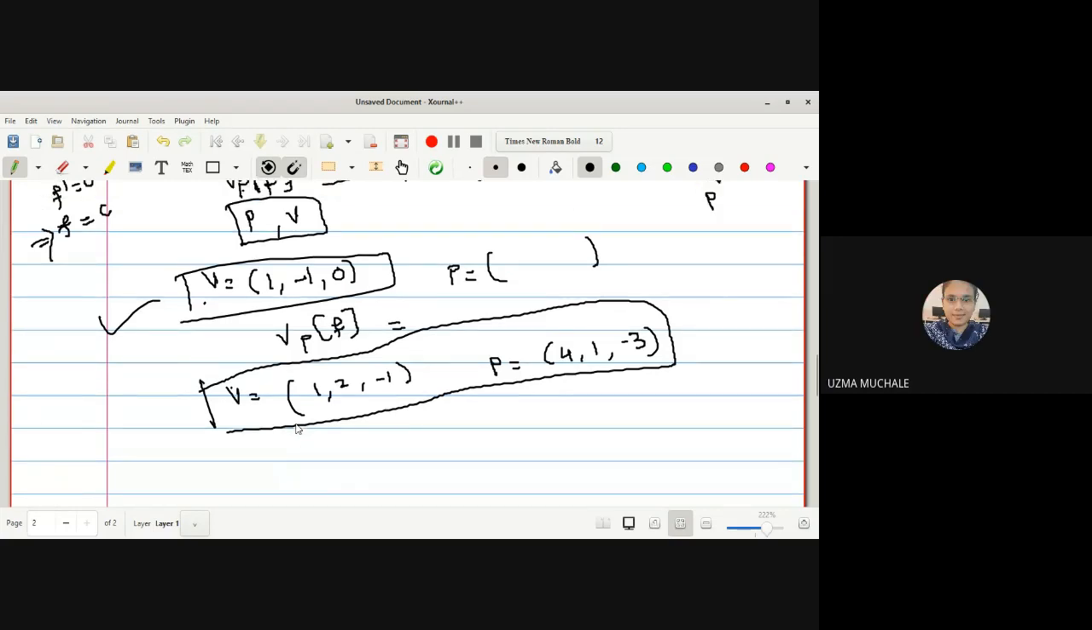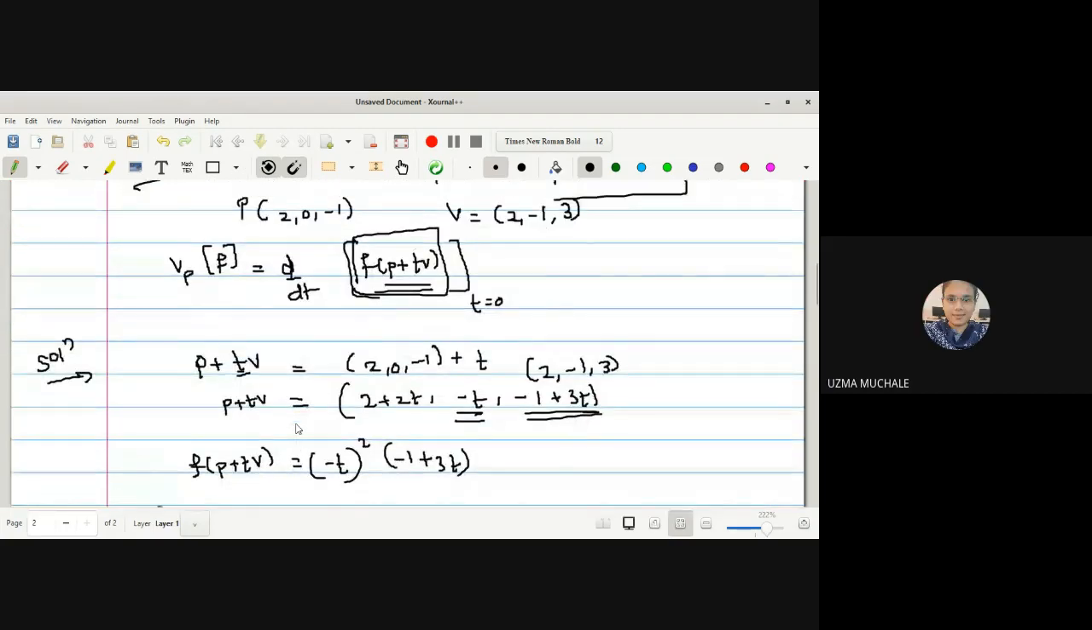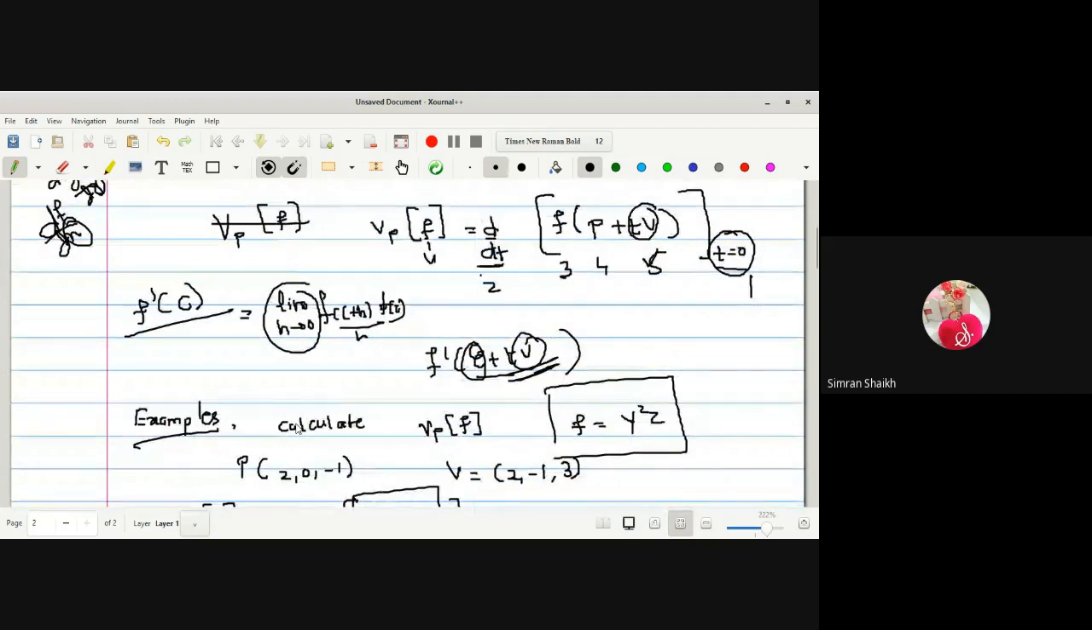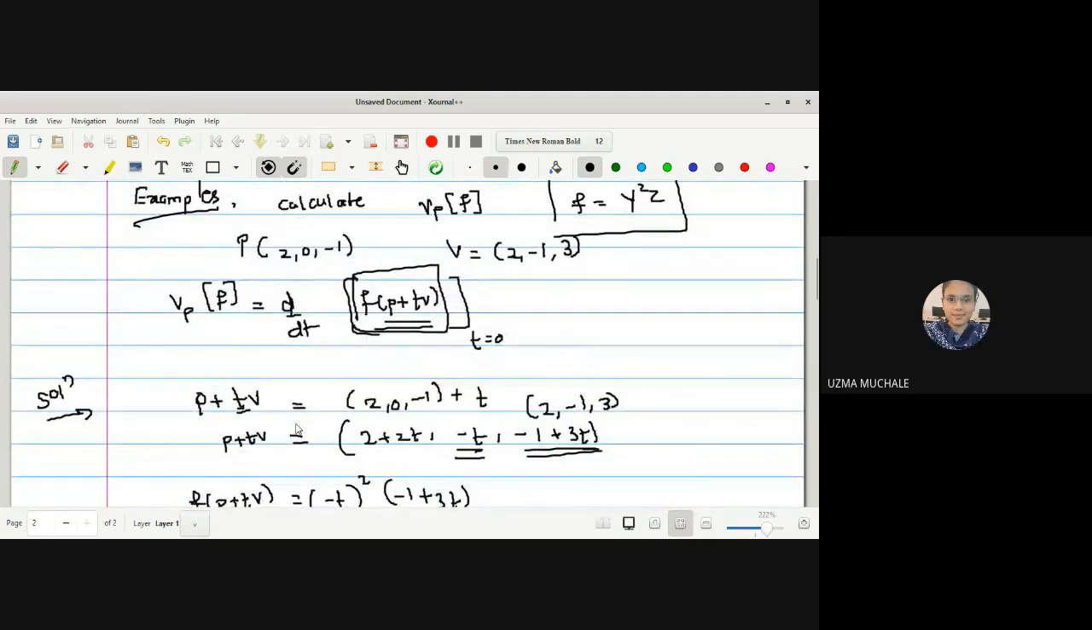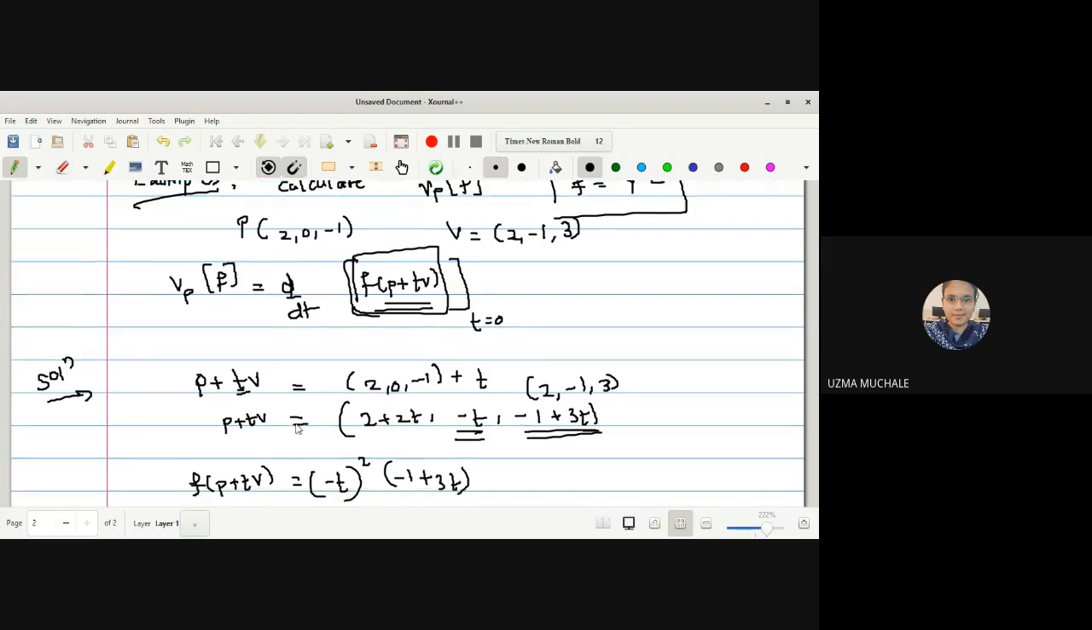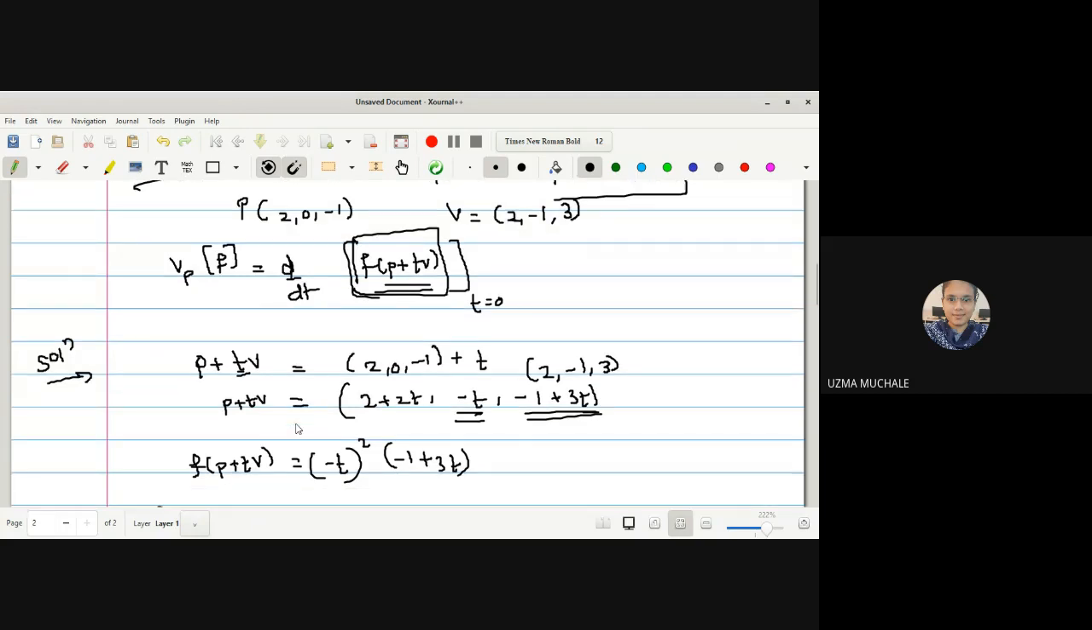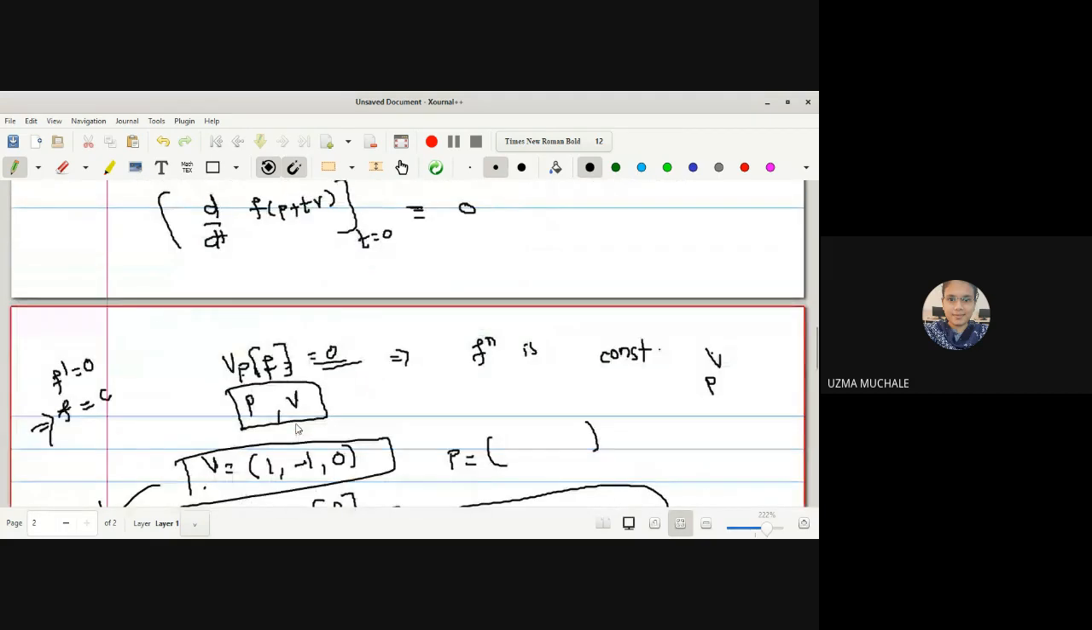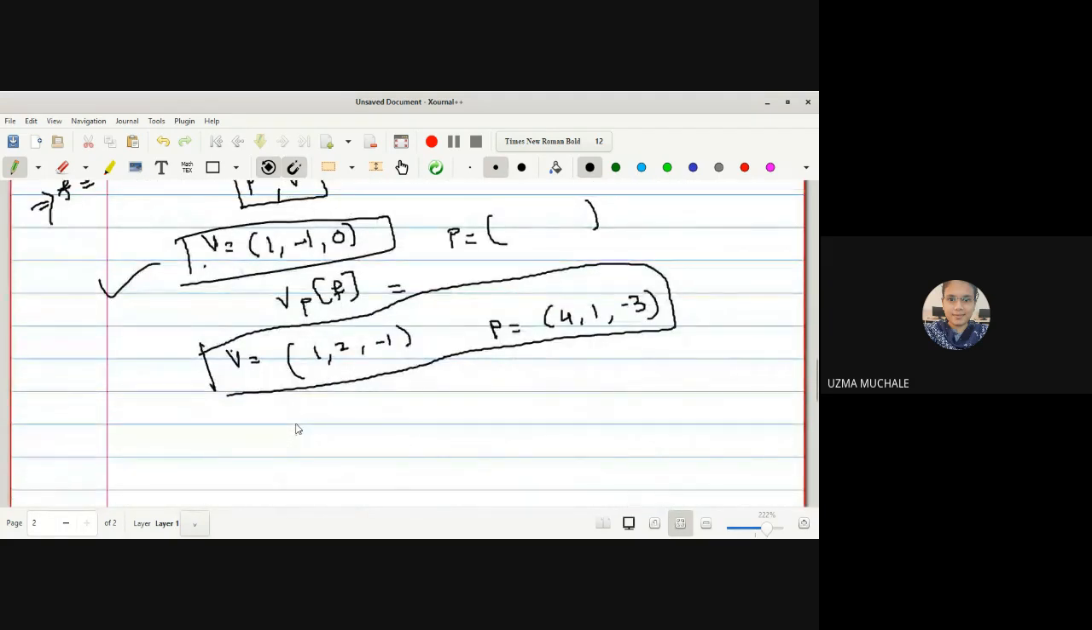Is there any problem in solving this type of example? No. It is very easy. The derivative which we solved in 11th or 12th standard, उससे भी बहुत ज़्यादा easy है यहाँ पे. P plus T evaluate करना है. Then just find out the derivative with respect to T and then put T equal to 0. Okay.